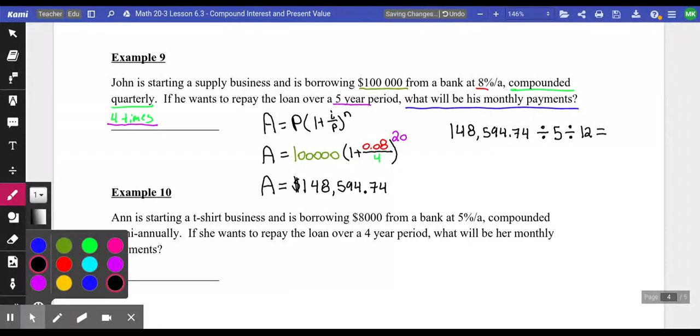So if I take that amount, I divide it by 5, that'll tell me how much I owe in a year. If I divide it by 12, that'll tell me how much I owe in a month. And that comes out to $2,476.58. That is what your monthly payment would be if you wanted to pay back your $100,000 loan in 5 years. It's a lot of money.